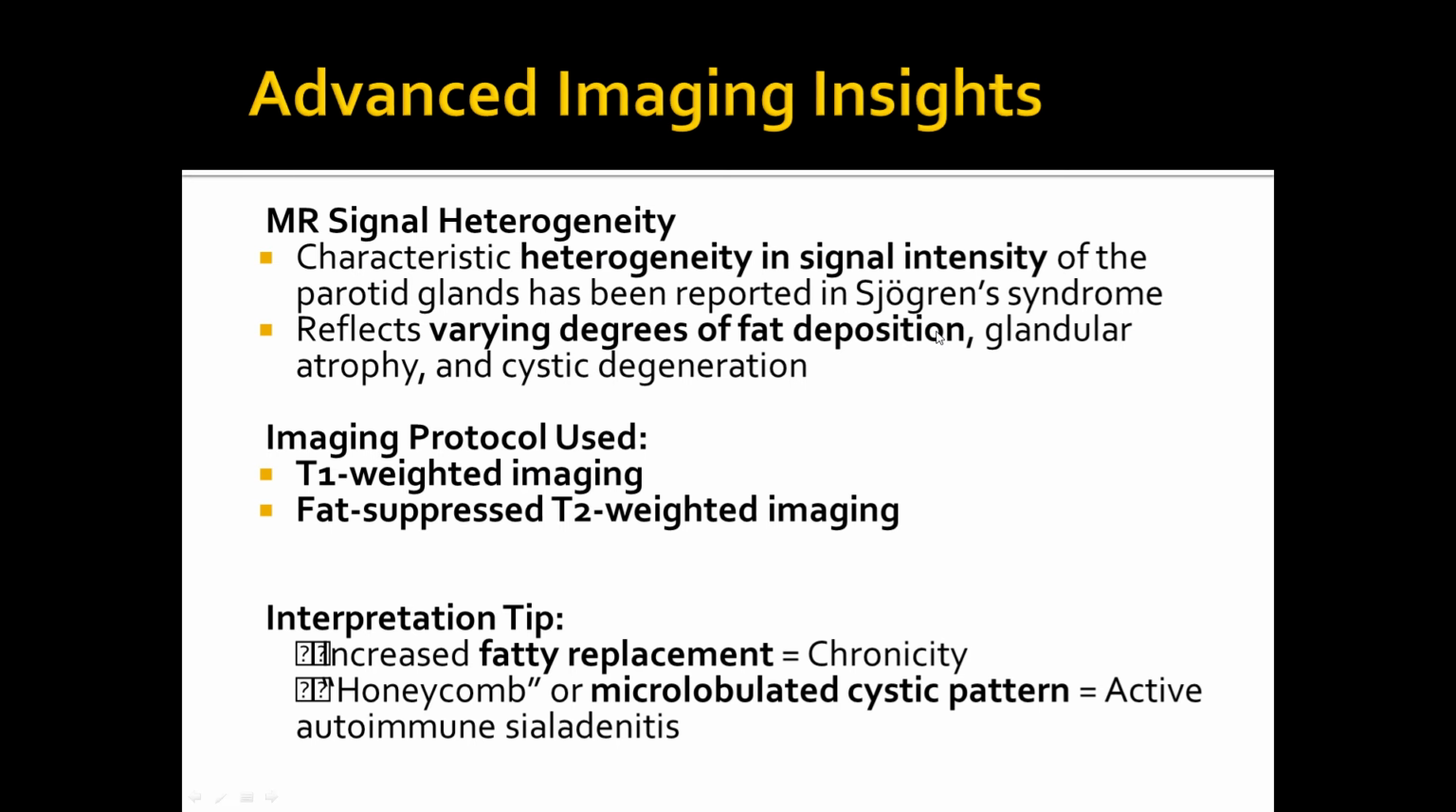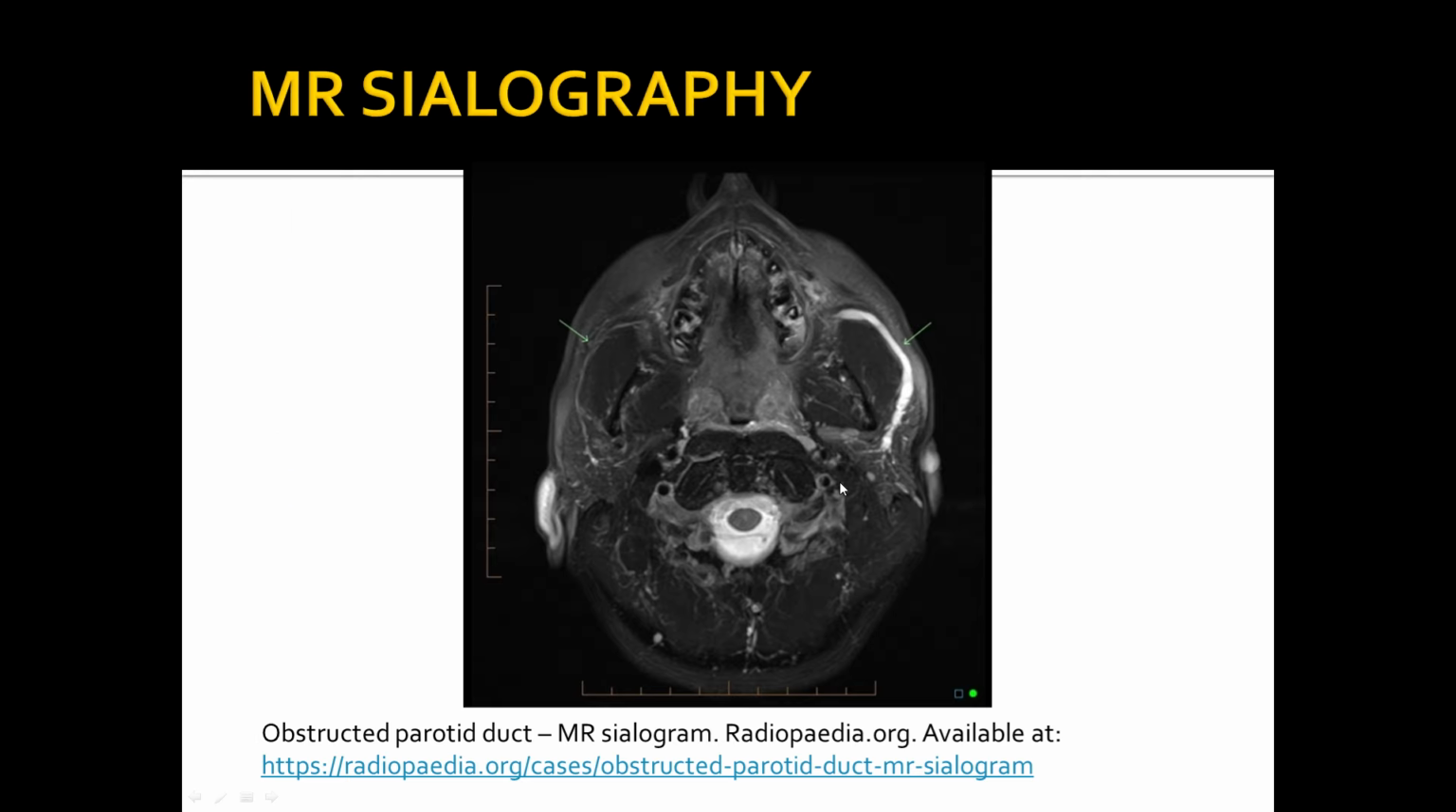So, that MR finding, I wanted to elaborate a little bit on that. So, what happens is every time this parotid gland undergoes inflammation, cystic changes happen, and over time, the gland gets replaced by fat. Okay, so when you see fatty replacement, that means it is chronic, it has been there for some time, and the microlobulated or cystic pattern is commonly seen in the acute phase. Now, in the imaging protocol, the sequences that are very important are T1 weighted and fat suppressed T2 weighted sequence.